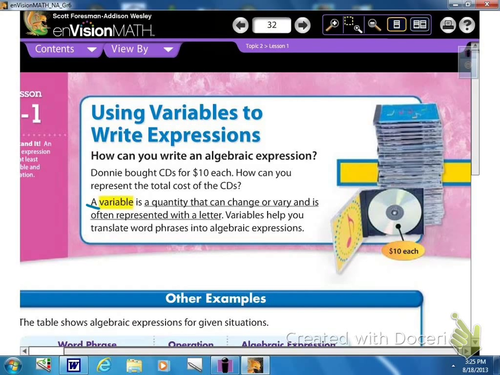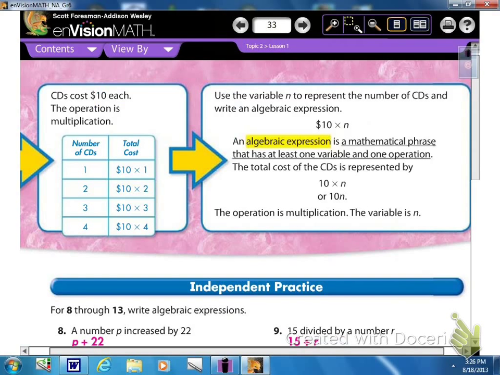Right here, a variable is a quantity that can change or vary and is often represented with a letter. Variables help you translate word phrases into algebraic expressions. So we use a variable because we're not sure what the number is, or it may change, and no matter what it is, we can plug it in to find a total. So in Donnie's case, we use the variable n to represent how many CDs he bought, and then we write this algebraic expression.